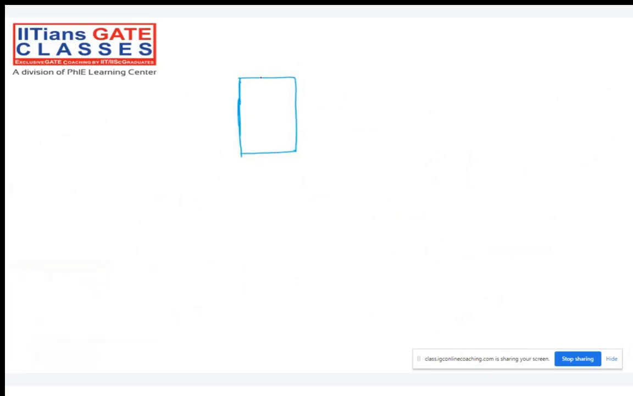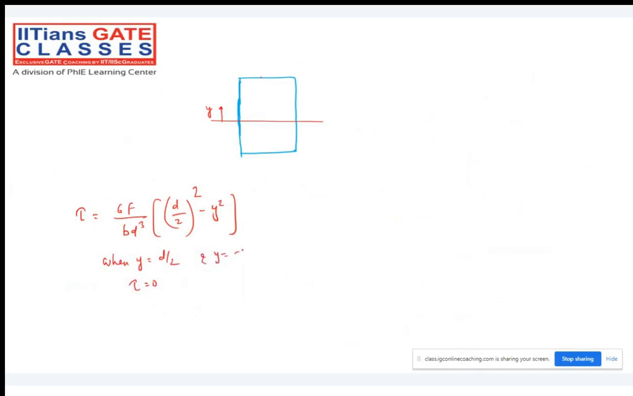On the top and the bottom, what will be the shear stress? 6f divided by bd cube, d by 2 whole square minus y square, where y is varying from the neutral axis. Everybody knows that when y will be d by 2, my dear friend, the shear stress will be 0. And when y is equal to minus d by 2, then also shear stress will be 0. Top, bottom, 0. And what about the neutral axis when y is 0? Maximum shear stress would be there. This would be a parabolic variation. Make a note of it. Exactly at the centroid, it would be maximum.